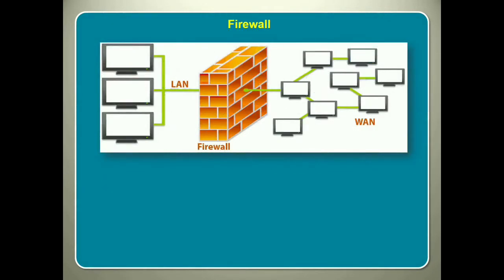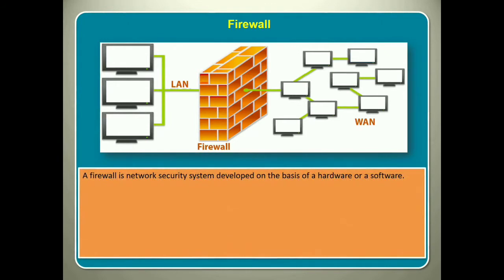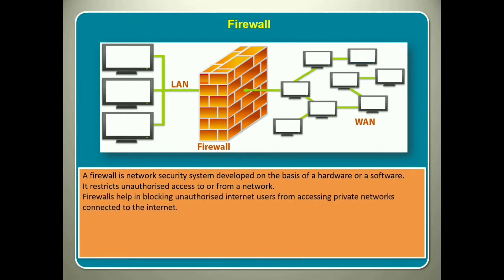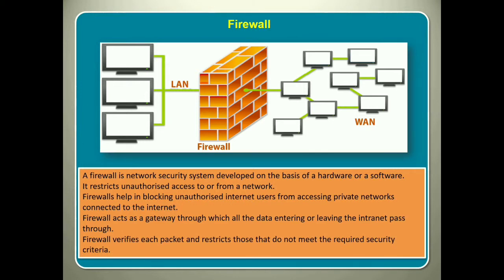Finally, let us look at firewall. A firewall is a network security system developed on the basis of hardware or software. It restricts unauthorized access to or from a network. Firewalls help in blocking unauthorized internet users from accessing private networks connected to the internet. A firewall acts as a gateway through which all data entering or leaving the intranet passes. A firewall verifies each packet and restricts those that do not meet the required security criteria.